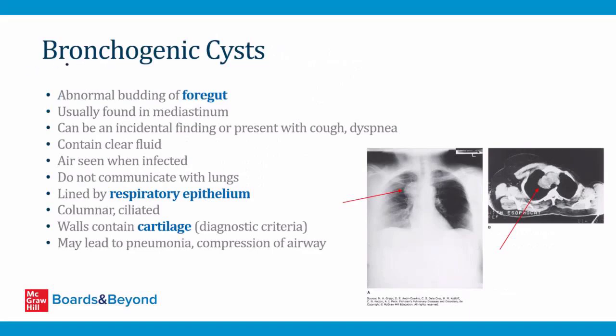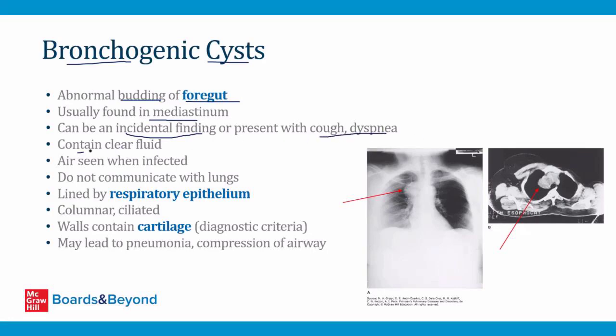Okay, let's talk about bronchogenic cysts. So bronchogenic cysts are caused by abnormal budding of the foregut. We talked earlier about how the foregut gives off the lung bud, but if that process doesn't occur normally, it can leave behind a cyst. These are often found in the mediastinum. They can be an incidental finding if a patient has chest imaging for whatever reason, or they can lead to symptoms like cough and dyspnea.